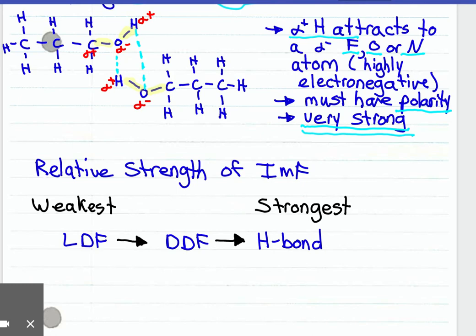So depending on the types of bonds that happen within the molecule, the intramolecular bond, so the covalent bond, whether it's polar or nonpolar, helps us figure out what intermolecular forces the molecules will make. And the strength of those intermolecular forces determines the melting point and the boiling point of our substances. Now, the intermolecular forces also determine the solubility of the substance.